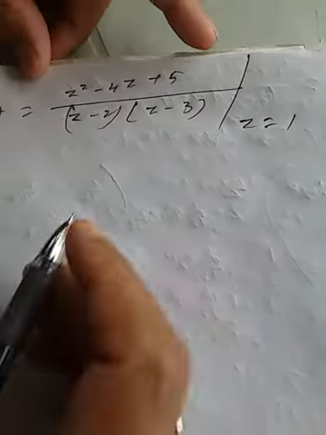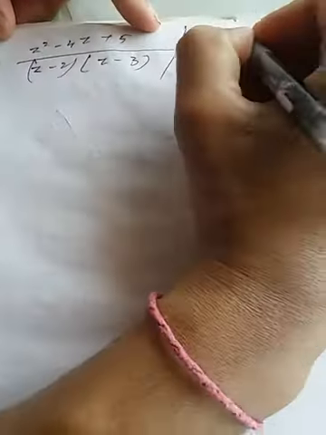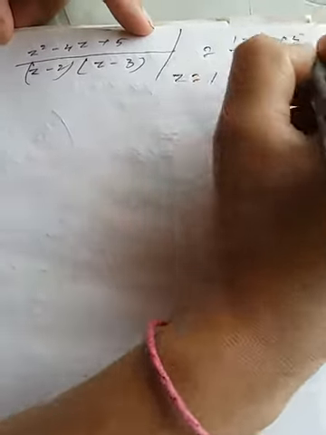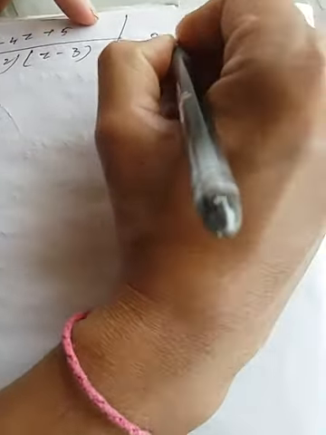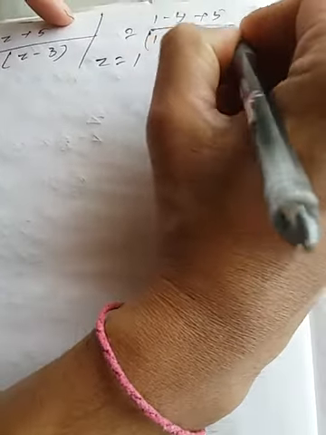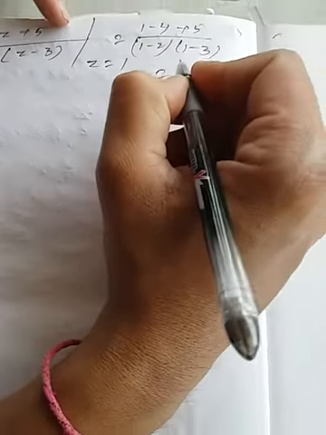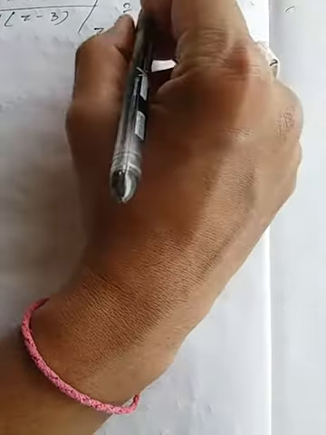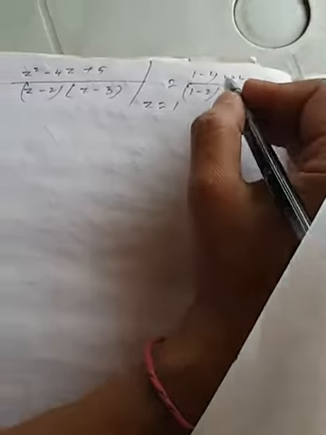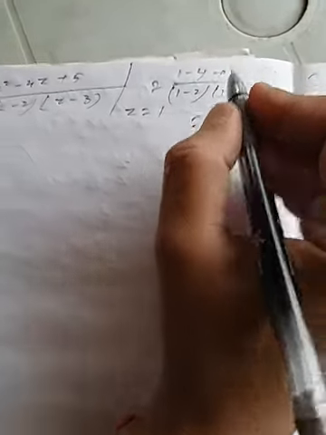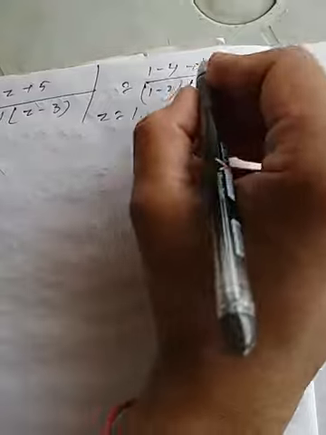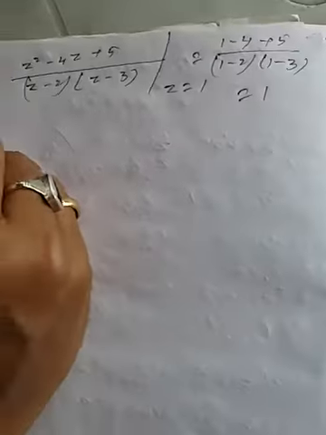That value has to be put here. Okay, so if we put z equal to 1, it will become 1 minus 4 plus 5 divided by 1 minus 2, 1 minus 3, right? So this will become 6 minus 4, so that is 2, and here is minus 1 and minus 2, so that is also 2. So 2 by 2 is 1 basically.